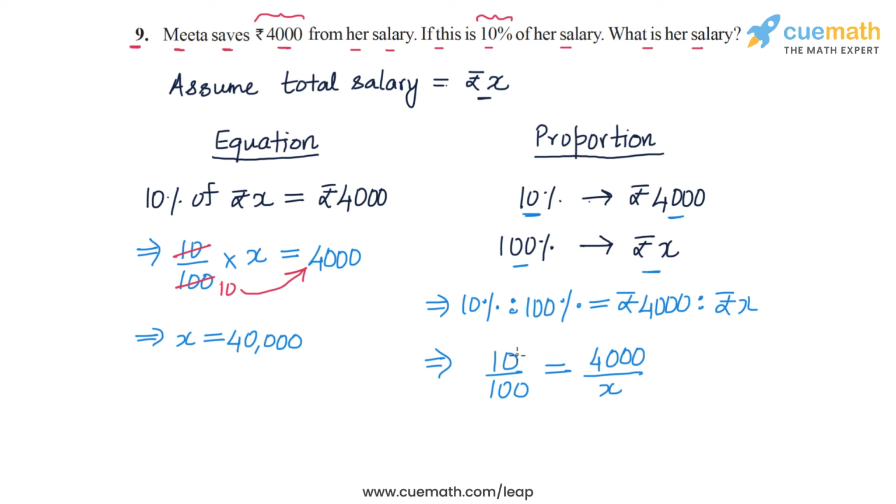Okay, now let's simplify and solve this equation. So 100 by 10 is 10, and we again multiply 10 with 4,000, that gives 40,000 on the RHS, and we bring this X to the LHS in the numerator. So we will get X is equal to 40,000 once again. Okay, so the answer for this question is that Mita's total salary is rupees 40,000, and this completes question number 9.